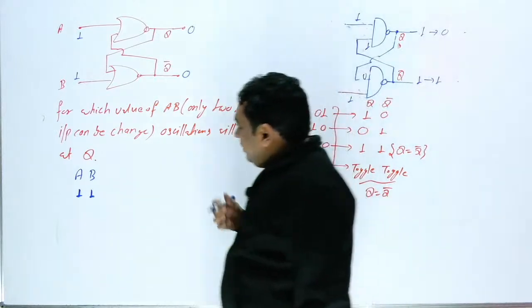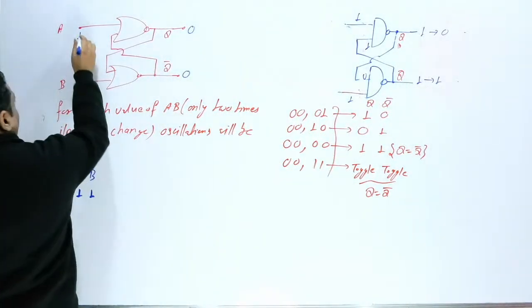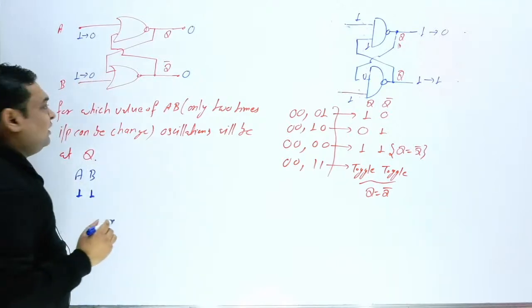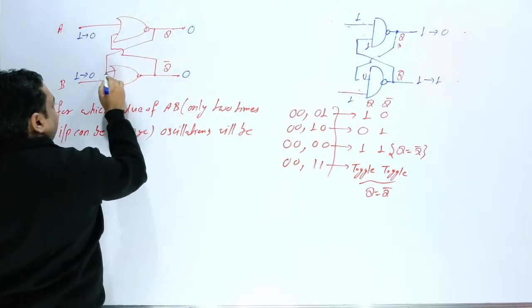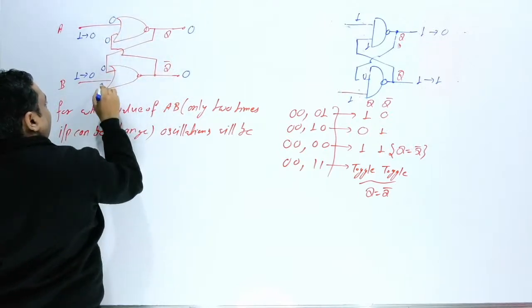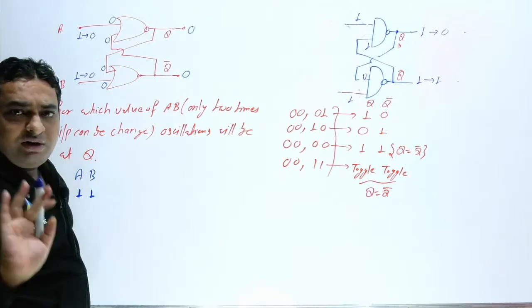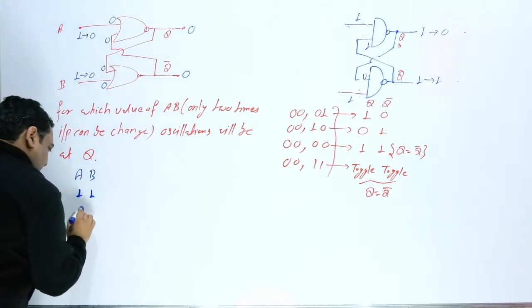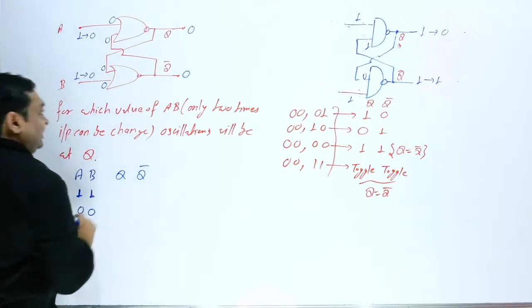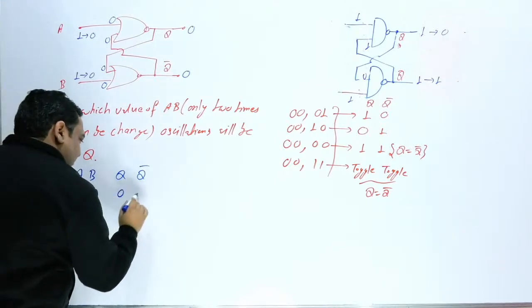Now if I suddenly apply 0 0 at the input, this 0 will come here and this 0 will come here, and you are getting 0 0. Now only the second input you can apply. Now this will be fixed. Here I can write Q and Q bar, so Q and Q bar you are getting as 0 0.